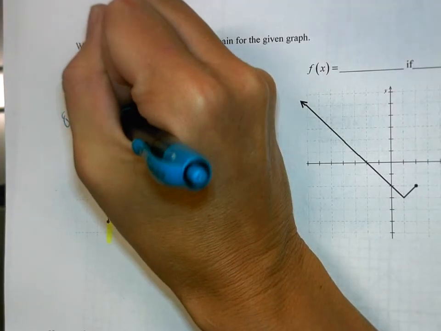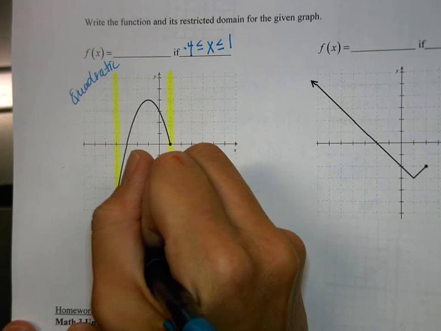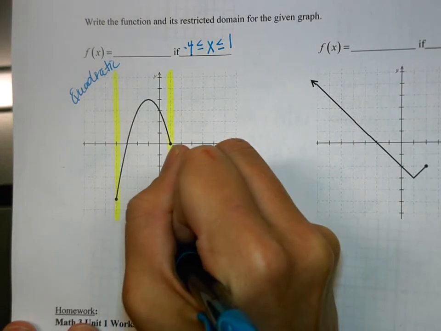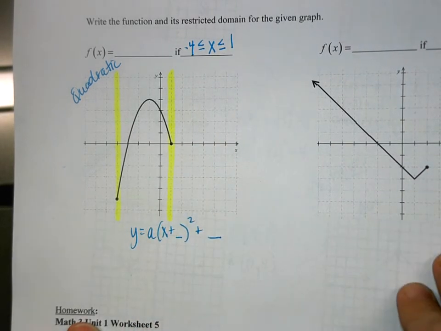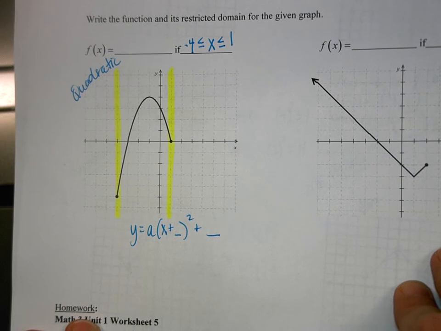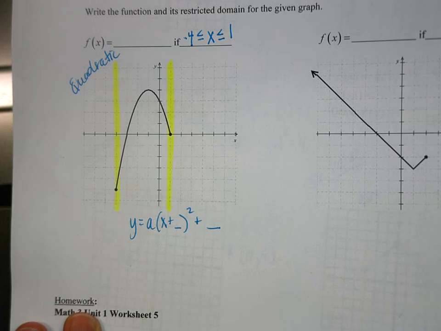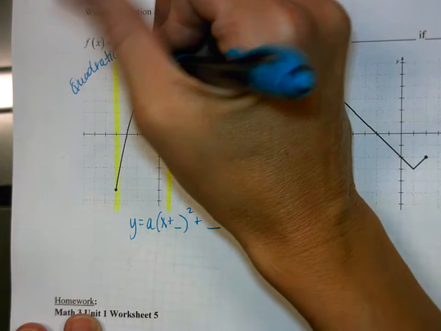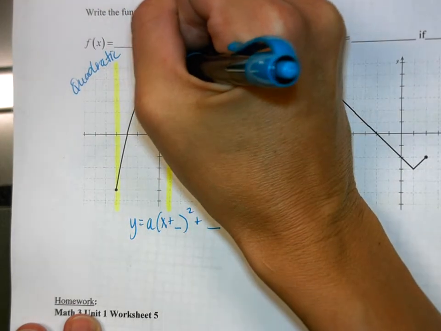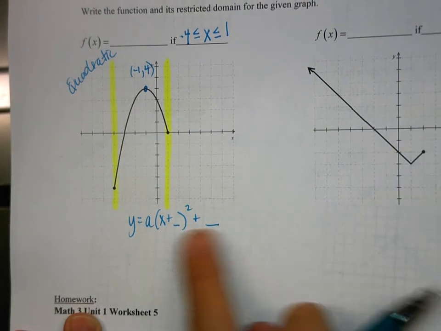And we know that our quadratic functions look like this. y equals a times (x plus something) squared plus something. Right? Do you guys agree? So these two values come from our vertex. Do you see the vertex on here? What is that vertex? -1, 4. How do I put this into this equation right here? How will I rewrite that?